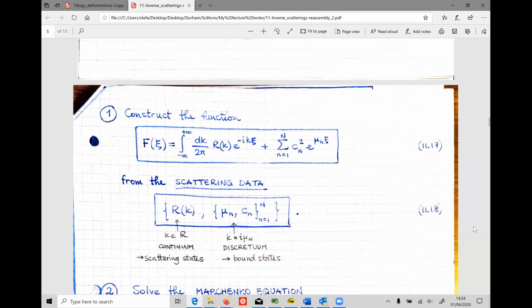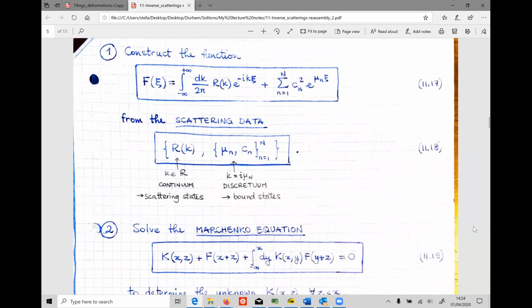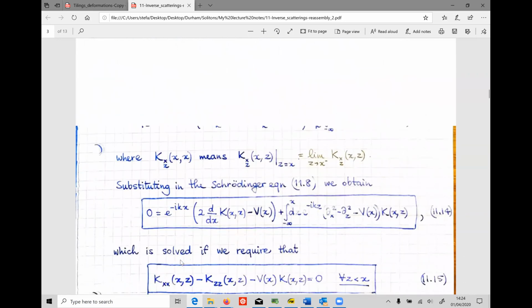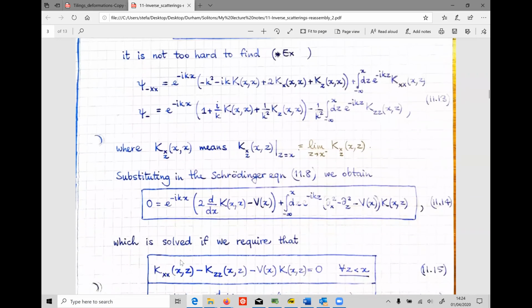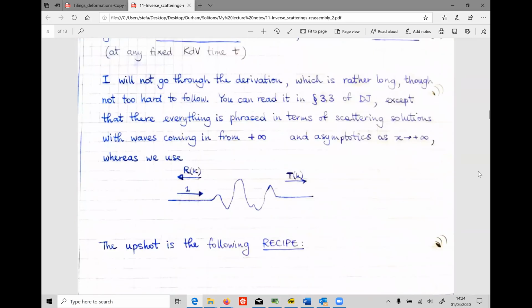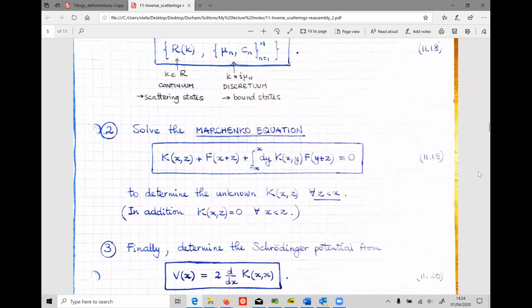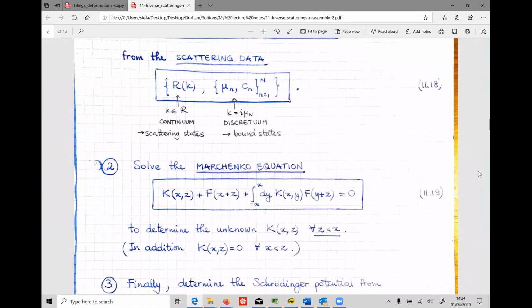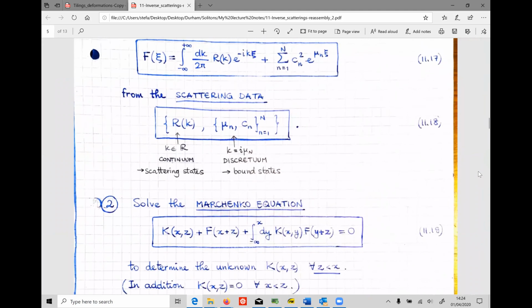So now, why is this function useful? It's useful because the integral kernel K that we're interested in, the kernel that solves equation 11.15, the Fourier transform of the Schrödinger equation, together with the boundary condition 11.12, can be shown to satisfy an integral equation, the Marchenko equation 11.19, that involves the function capital F of xi, the auxiliary function that we constructed above in terms of the scattering data.